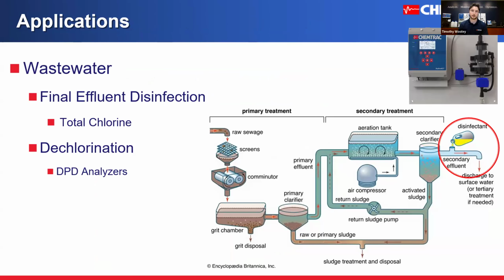Now I want to talk a bit about the applications for these chlorine probes that might be something other than municipal drinking water treatment. So wastewater treatment is, of course, another area where you might need to add a disinfectant. And this final effluent disinfection can use total chlorine probes to detect that chlorine in the water as it finishes with wastewater treatment. Also for dechlorination applications, when you need to get all the chlorine out of the water, maybe before it's being put back into a water source, you can use our DPD analyzers or any DPD chlorine analyzers to ensure that all the chlorine has actually been removed from the water, because there are applications where that can be extremely important.